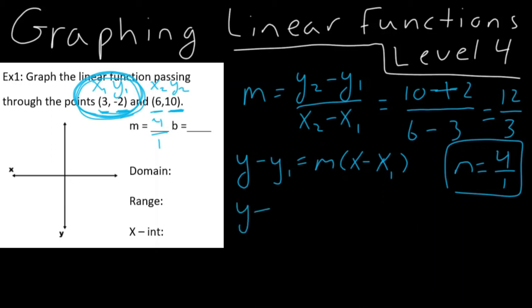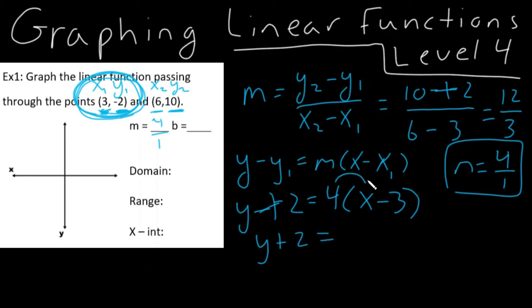y minus, we see that our y1 value is this negative 2 again, is equal to our m, our slope, 4. Remember, 4 over 1 is just another way of saying 4, times x minus, and notice our x1 value, looking back over here, that's going to be 3. Now we can do two things in this step. We see that we have two negatives here, and two negatives make a positive, so we have y plus 2 equals. And then right here we know that we have to distribute. So 4 times x will give us 4x, and 4 times negative 3 will give us negative 12.